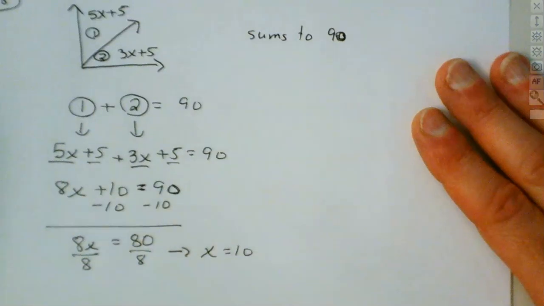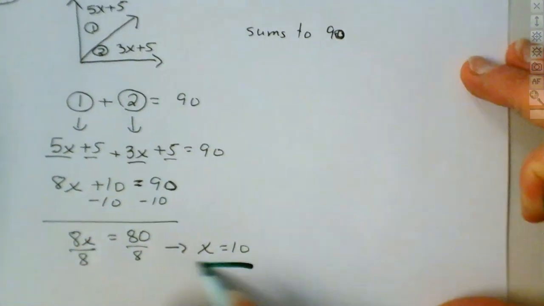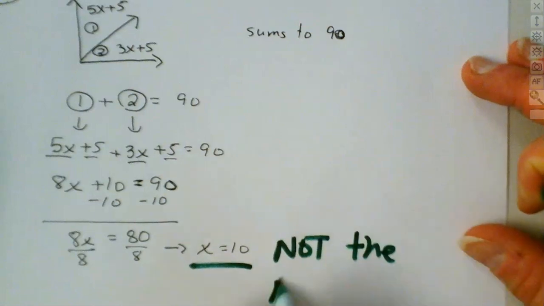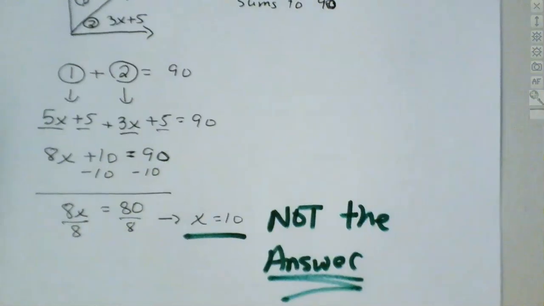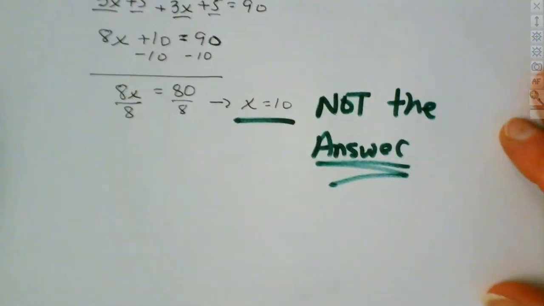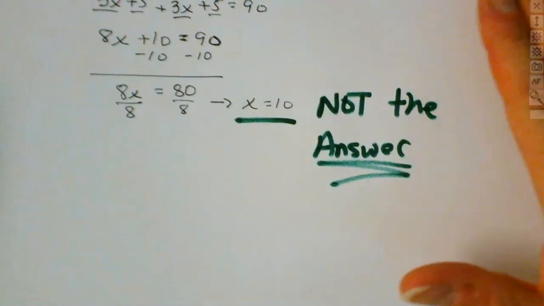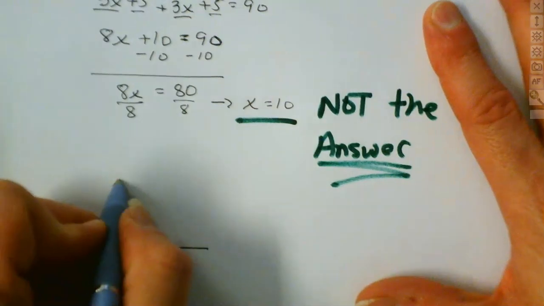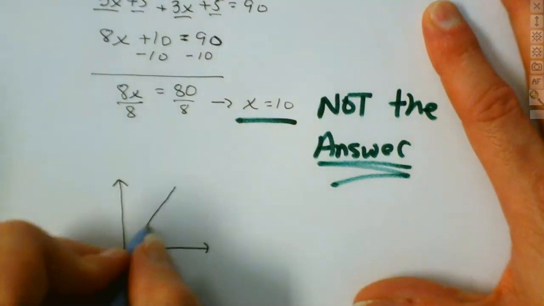10. Very, very important. This is not the answer. It's only part of it. Okay, how do I find the actual answer? Well, let's go back and fill it in. What does our figure look like? Our figure looks like this. We're going to fill it back in.